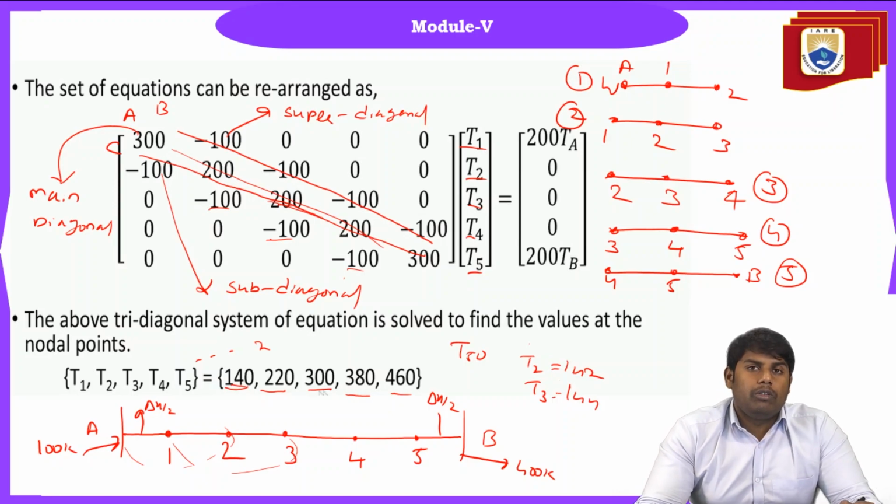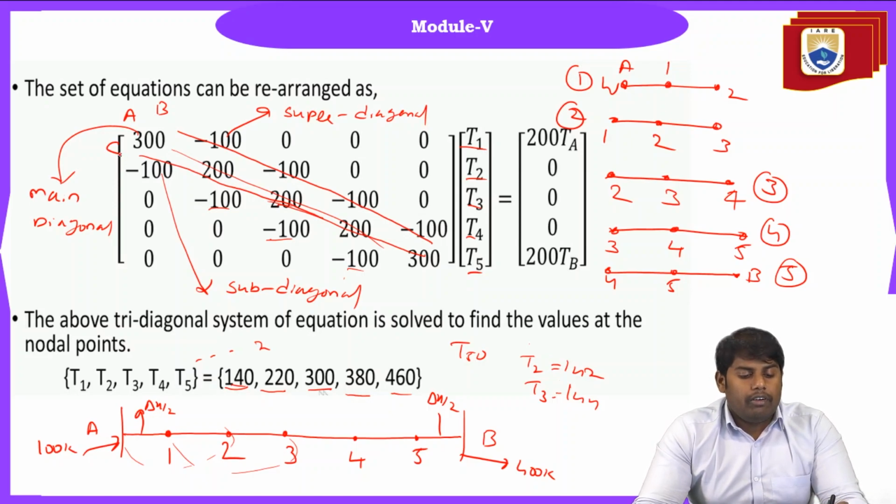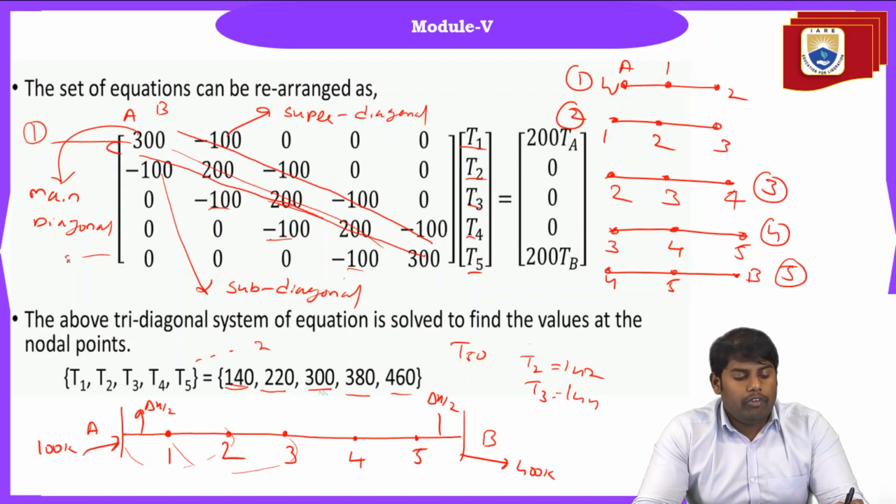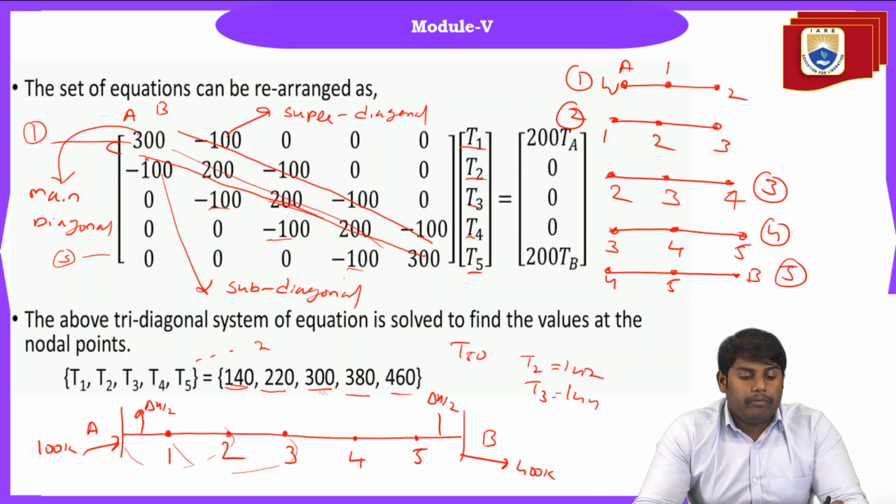Therefore aE is 0 for the east boundary. For the west node, the boundary is present, therefore aW is 0. That's why for row 1 you have only 2 elements, and similarly for row 5 again you have 2 elements. Then this is the combination with the source term.